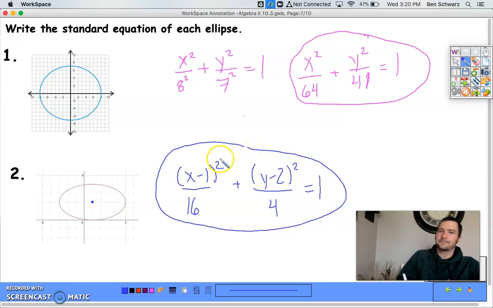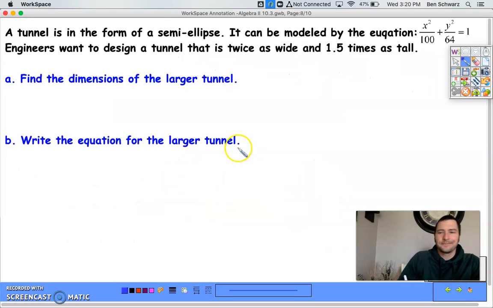Not really too hard once you get the hang of it. Finally, word problem. It's really not that bad. It says the tunnel is in the form of a semi-ellipse. That would be half an ellipse, right? Imagine a tunnel kind of like that. It can be modeled by the equation x squared over 100 plus y squared over 64 equals 1. Engineers want to design a tunnel that is twice as wide and 1.5 times as tall.